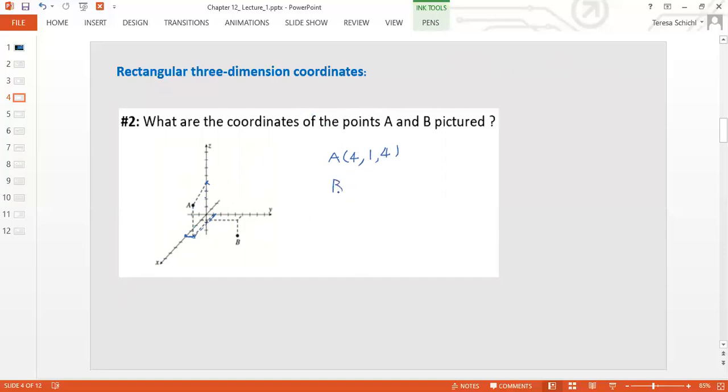Now let's take a look at point B here. So the point B is here. Let's find the x first. The x is here, right? So x here is 1.